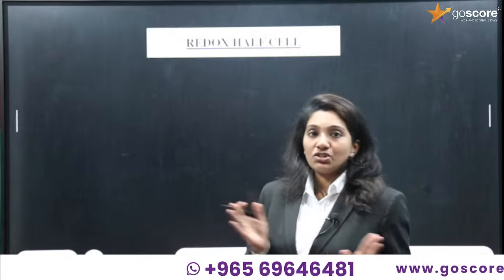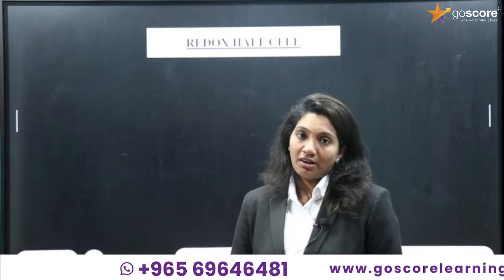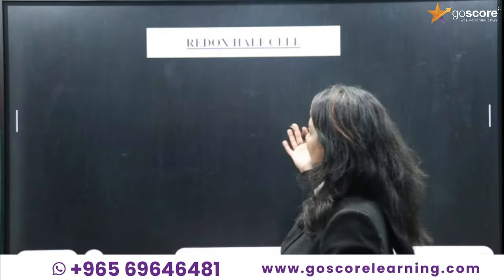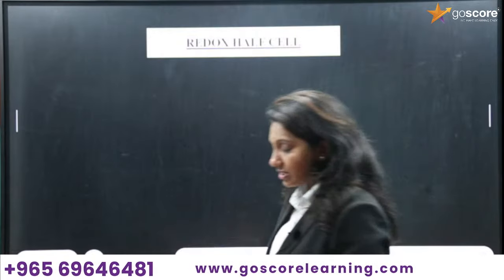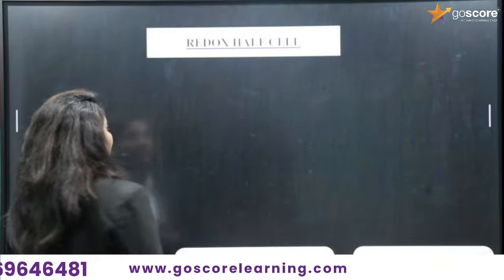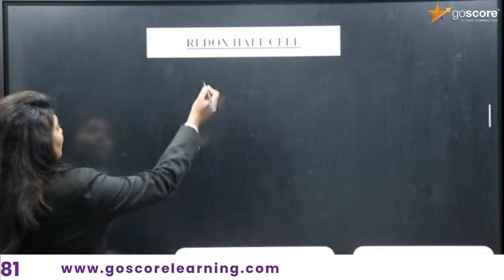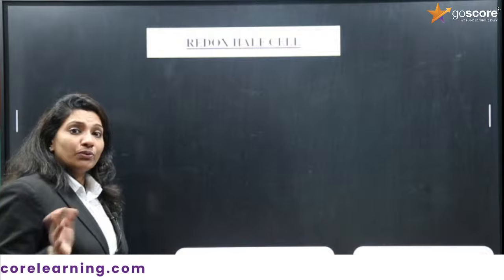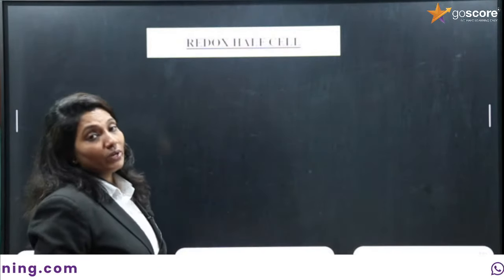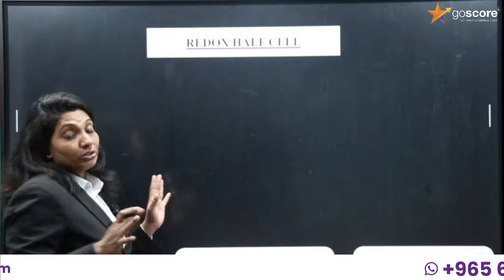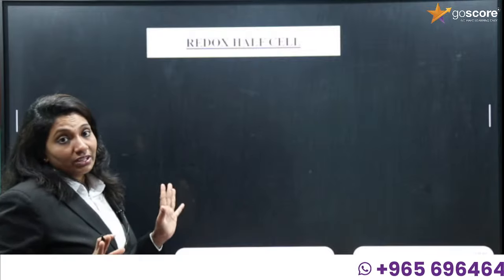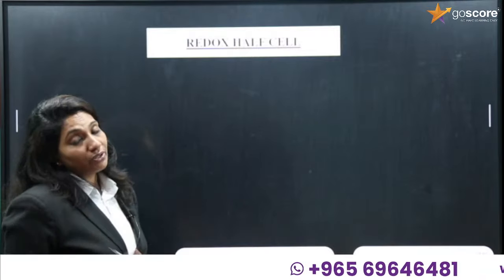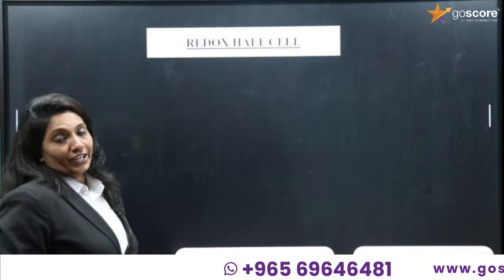There will be an oxidation half cell and a reduction half cell, right? So this redox reaction, we have learned, will have oxidation and reduction reactions. That overall reaction we will be representing with the redox. The overall reaction we get by adding the two half cell reactions.